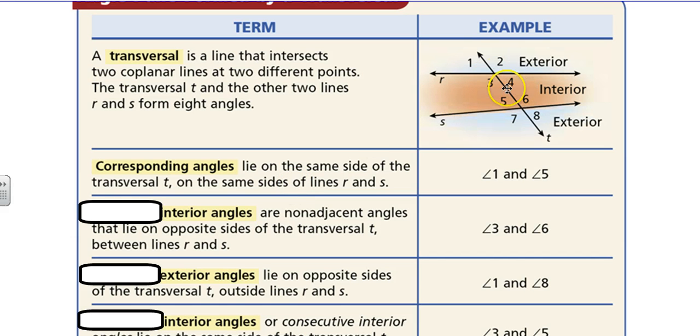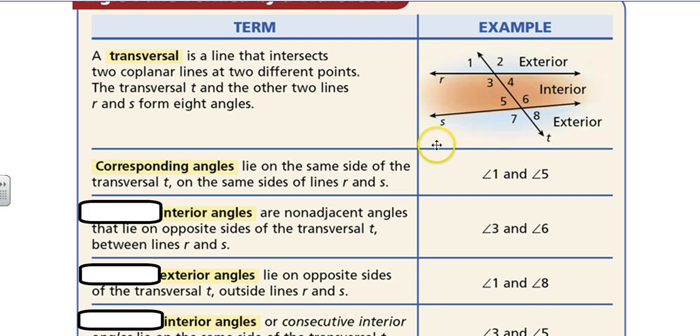So what angle corresponds with angle 4? Good, angle 8. What corresponds with angle 7? Angle 3, and so on. Okay? Angle 3 and 6 are going to be examples for this next topic. 3 and 6.